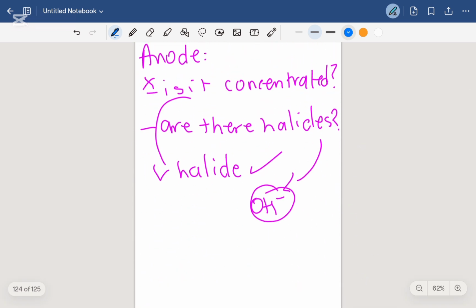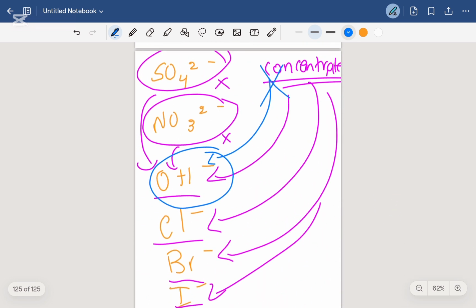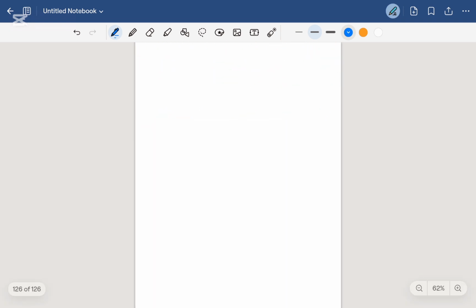Then moving on to the anode, we have to ask two questions. First question, is it a halide? And the second question, is it concentrated? So let's say it is concentrated. Then I minus will release itself, Br minus will release itself, Cl minus will release itself, OH minus will release itself. However, SO4 2 minus will release OH minus, and NO3 minus will release OH minus. Now, if it's not concentrated, the only thing that is gonna be released is OH minus.